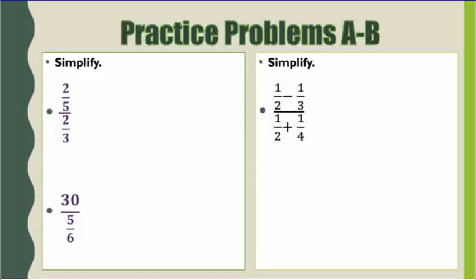Other examples, 2/5 divided by 2/3. Again, I'm going to start with my numerator, 2/5. Divided by a fraction means I'm multiplying by the reciprocal, which is 3/2. And I can simplify here. 2 divided by 2 is 1. 2 divided by 2 is 1. And I'm left with 3/5.